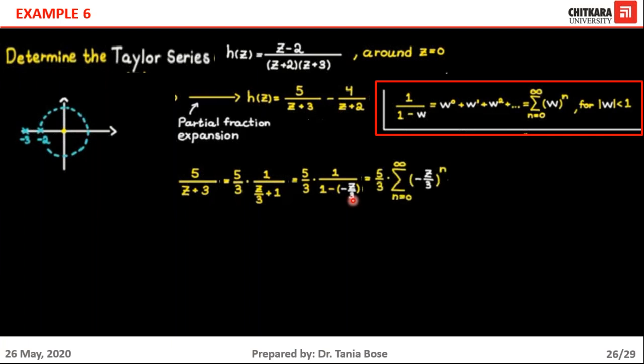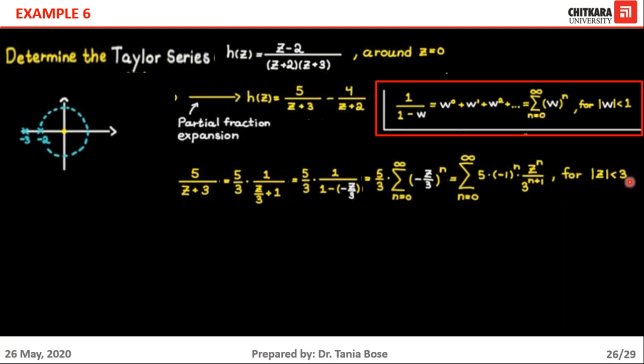And now, when I apply the summation formula, my w is minus z by 3. So what do I get? I get 5 by 3, summation of minus z by 3 whole raised to power n. When you simply calculate it, you can take 5 and 3 inside. You will get 5 into minus sign comes n times. So we get minus 1 raised to power n, z to the power n, and 3 to the power n is inside and 1 by 3 is outside also. So we get 3 to the power n plus 1.